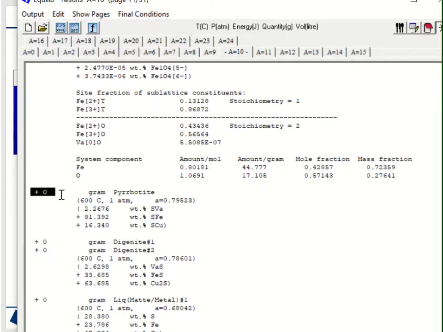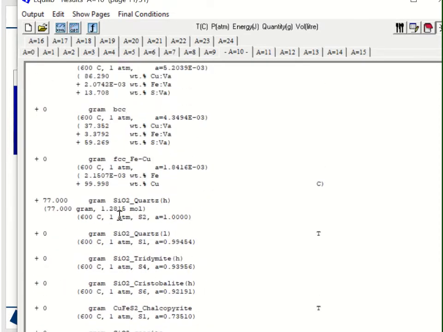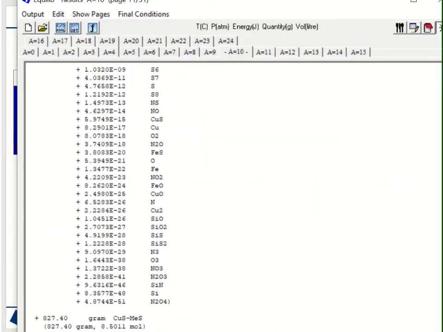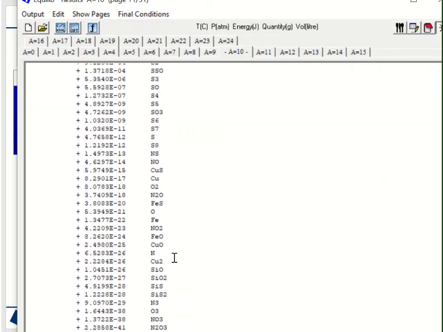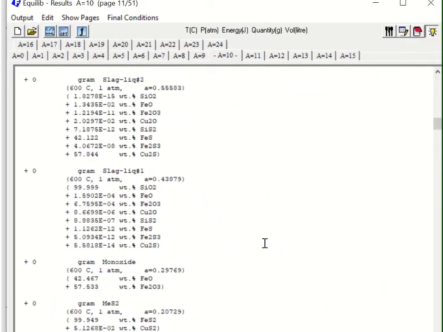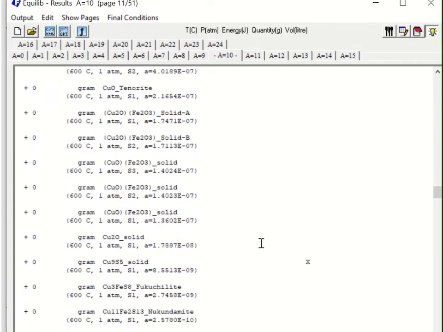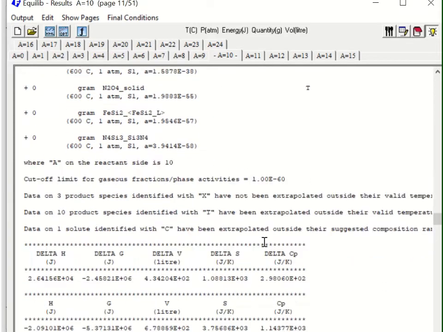And then there are 0 moles of pyrrhotite, 0 moles of digenite, etc. All of them are 0 in the end. And then there's a little bit of solid SiO2 too. Okay, so that is fine. And one thing you can also look at is, when you go down in this calculation result, at the end of the result you can see the energy value.